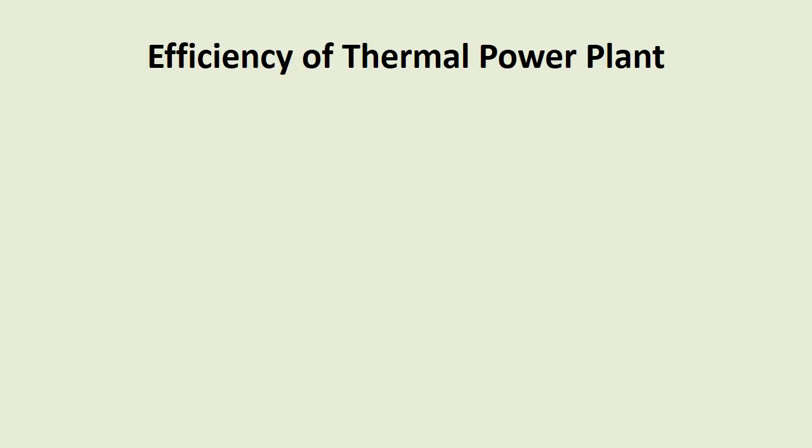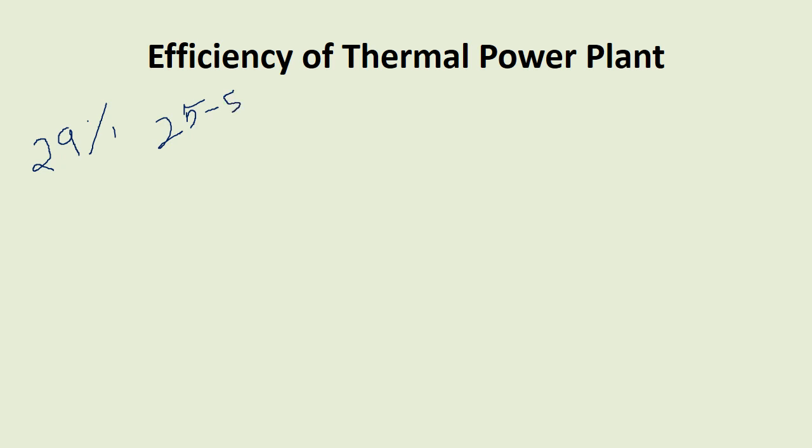Now we'll talk about the efficiency of a thermal power plant or steam power station. The efficiency is quite low compared to a hydel power plant or nuclear power plant. It's approximately 29%, and it varies from plant to plant, from about 25 to 50%. The highest you can get is 50%, not more than that.